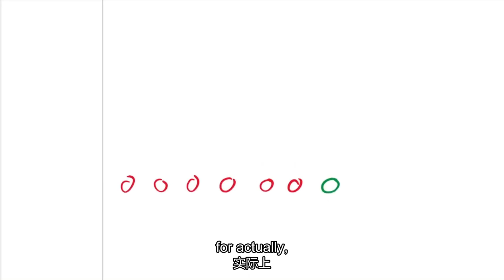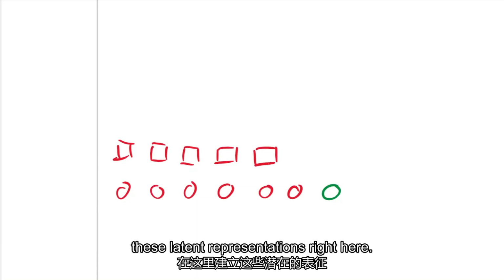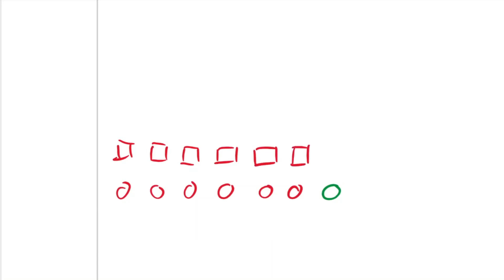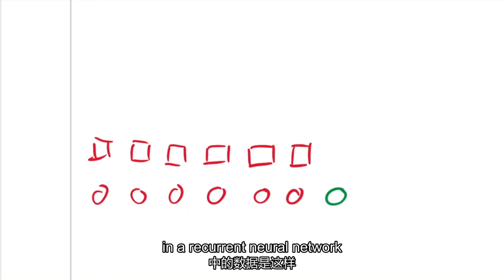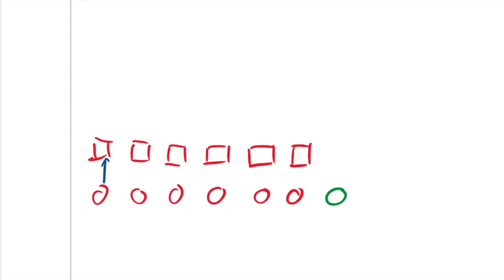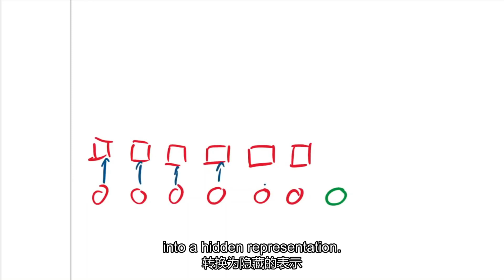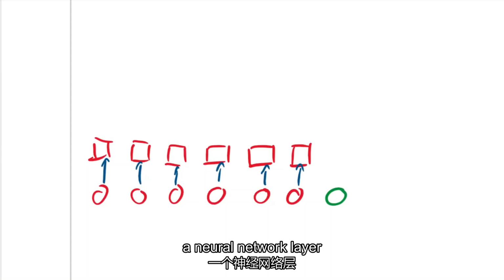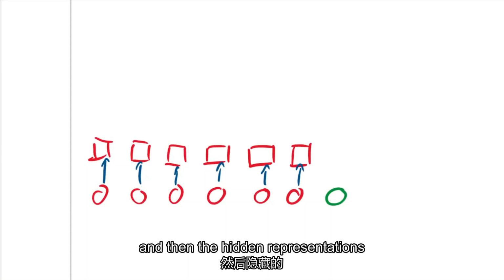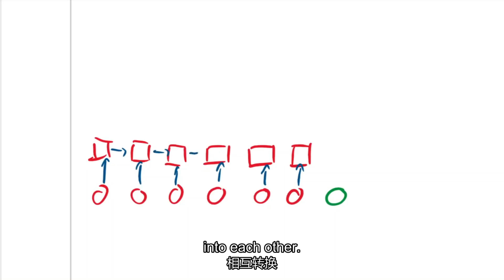So for all of the models we're going to look at today, what they do is they build representations of this input data. So I'm going to represent this with little boxes. What they do is they build these latent representations right here. So the data in a recurrent neural network flows like this. The inputs go up each time into a hidden representation. This is a neural network layer that does this. And then the hidden representations are transformed into each other.